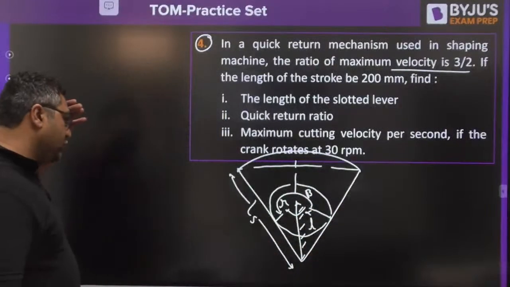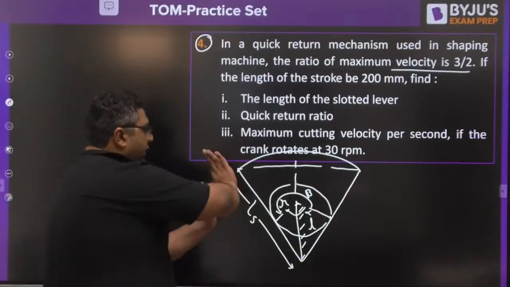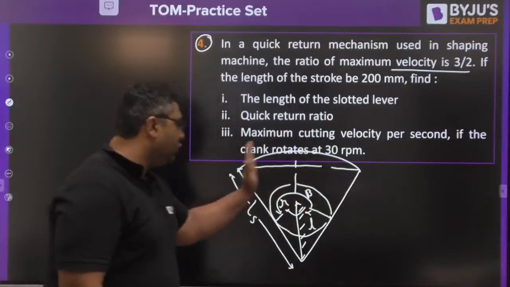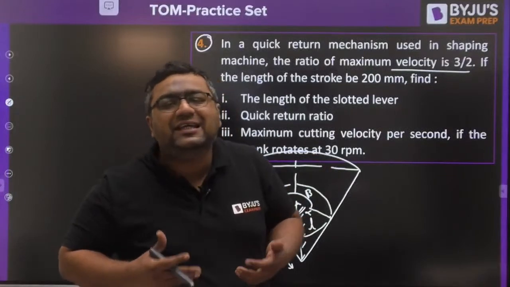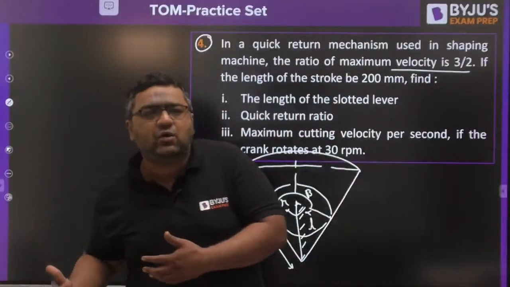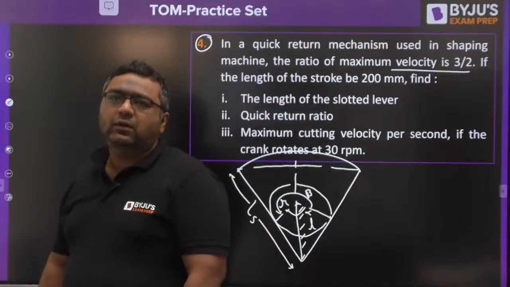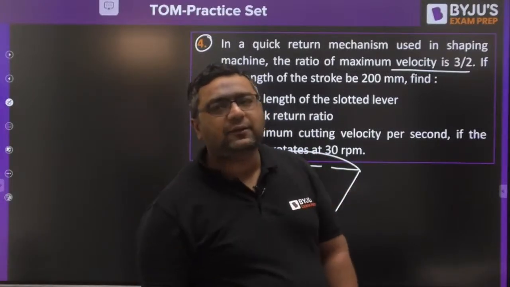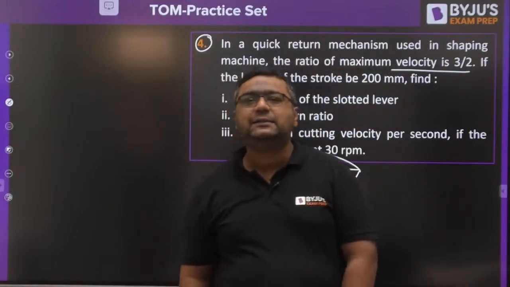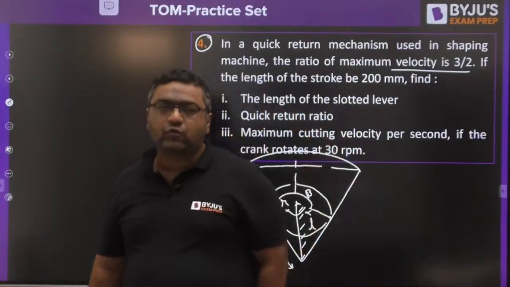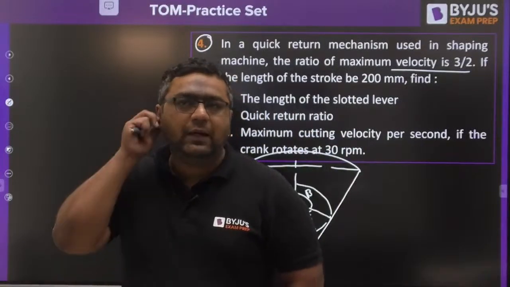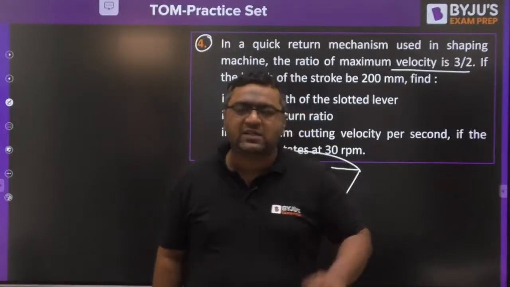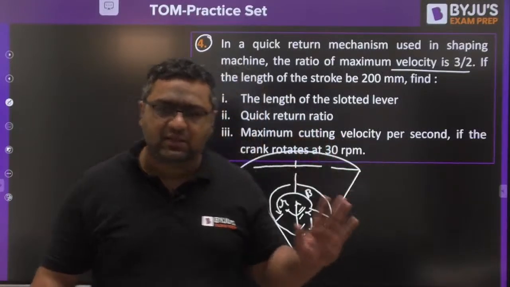For this type of question, you know that in the forward stroke it will go like this, and in the return stroke it will come back like this. In both strokes, which stroke is faster? Is the forward stroke going to be at faster speed or the return stroke? The name itself says quick return motion mechanism. Return is faster.